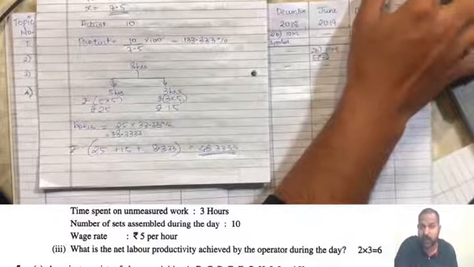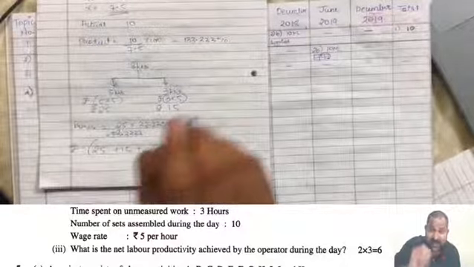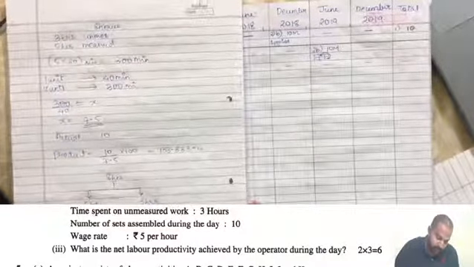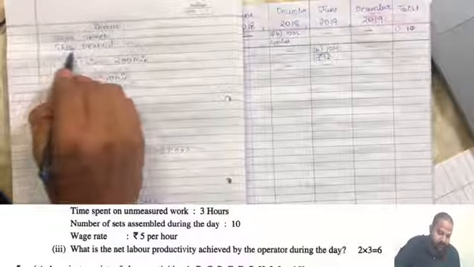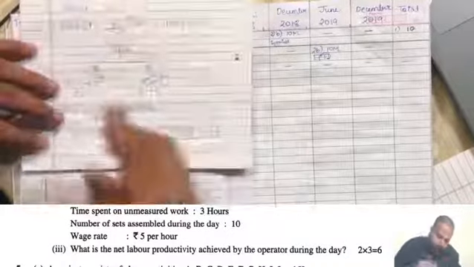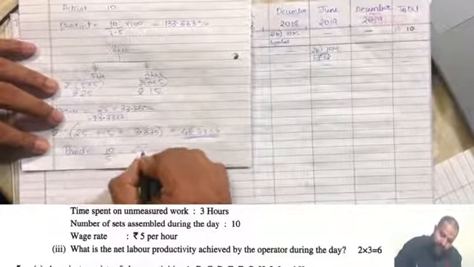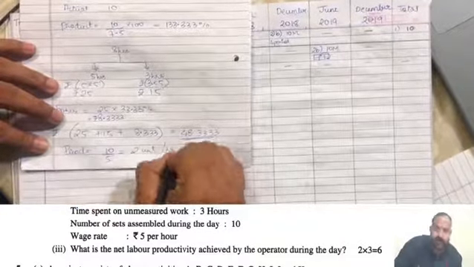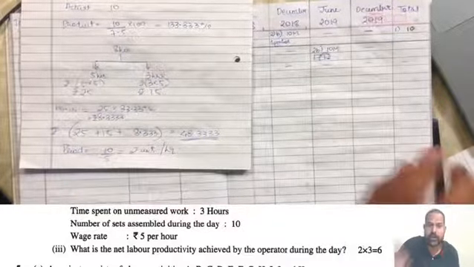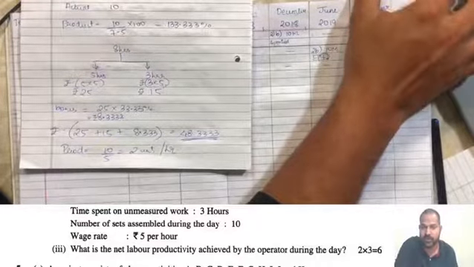Productivity achieved by the operator. Again, productivity will be in a span of how many hours? In a span of 5 hours. You are giving me an output of how many units? 10 units. So productivity is going to be 10 by 5, which is 2 units per hour, the productivity of the operator. 3 questions, 2 marks each, 6 marks. Make sure you have the solution right then and there.